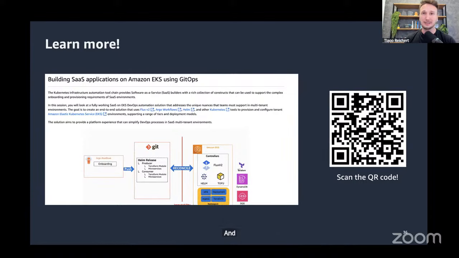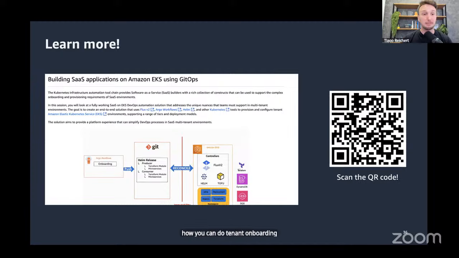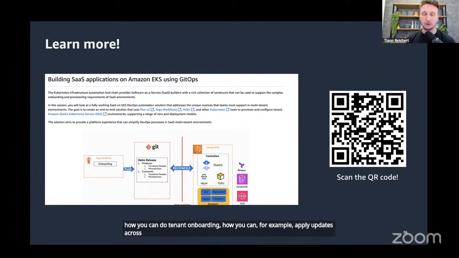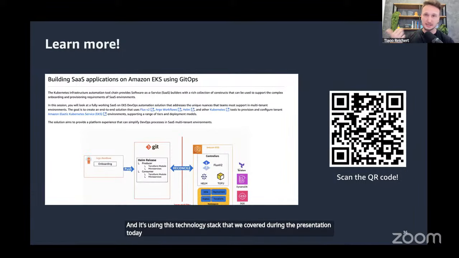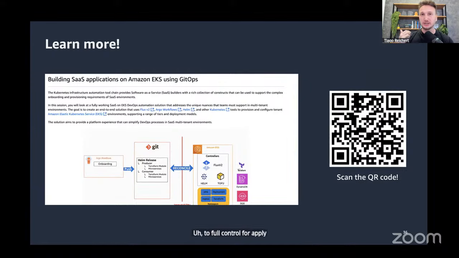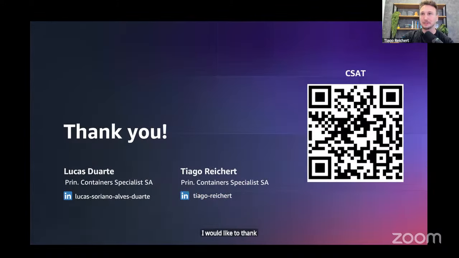And this architecture is focused on SaaS, so multi-tenant applications, how to define tiers, how you can do tenant onboarding, how you can, for example, apply updates across all of those tenants. And it's using this technology stack that we covered during the presentation today. In this case, we are using a Tofu controller for applying infrastructure changes and Helm chart to package the application together.